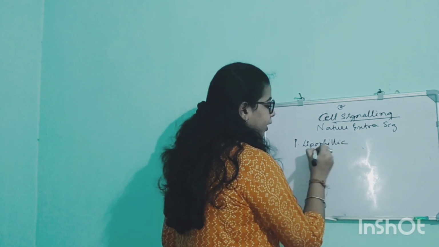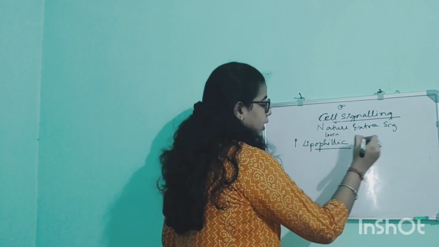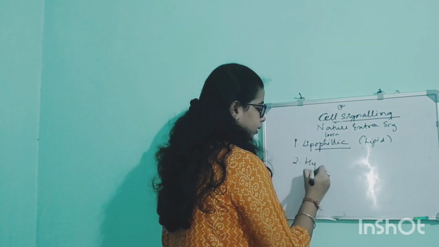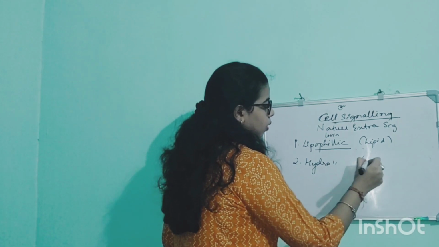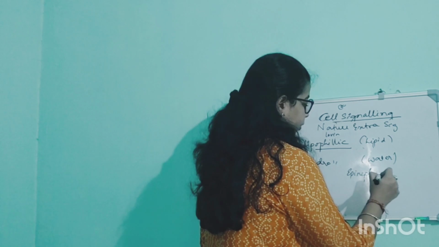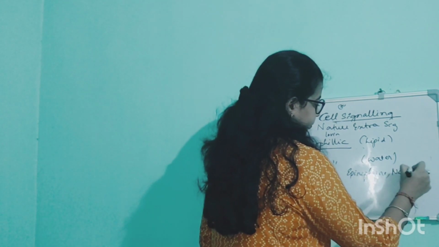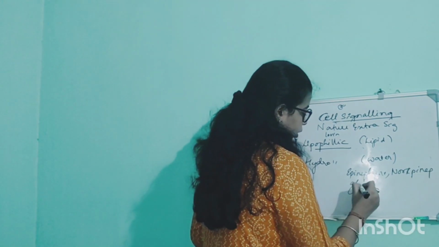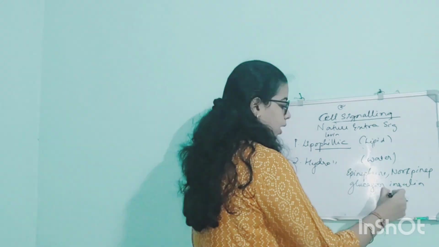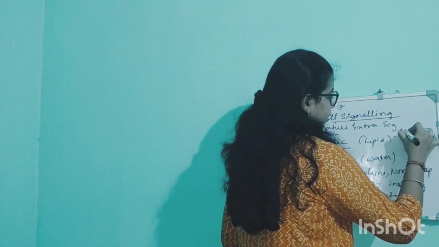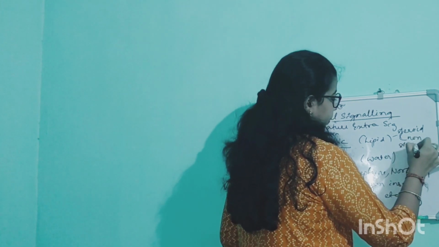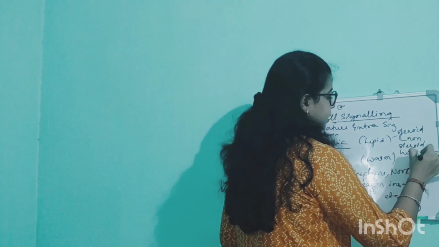What is lipophilic? Philic means loving, so lipophilic means lipid loving. And second is hydrophilic. Hydrophilic means water loving. So these are the two we discussed: epinephrine, norepinephrine, glucagon, insulin. These, the non-steroid hormones, mainly come under the category of hydrophilic, and steroid hormones come under the category of lipophilic.